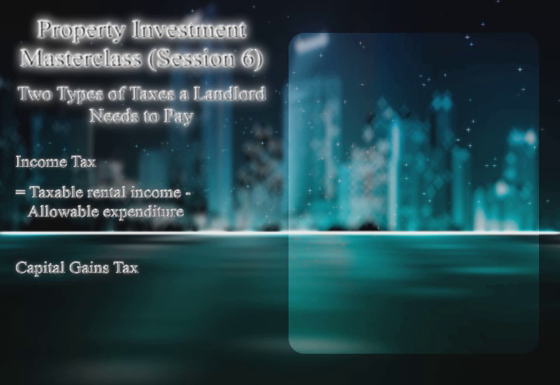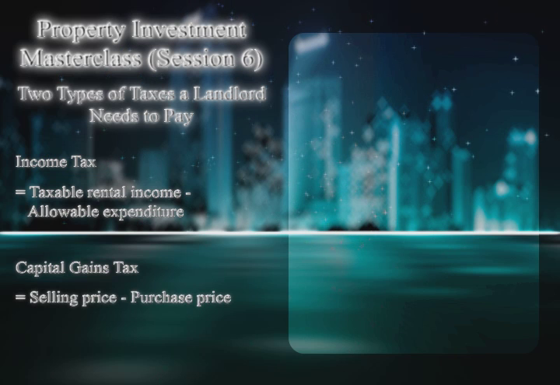Then capital gains tax is the profit you make on buying and selling of the property. Capital gains tax is defined as selling price less purchase price. You'll get into more detail about that, what the selling price is and what costs you can allow against the selling price to lower the amount, and also the costs of purchasing the property that you can allow to offset against the price you've sold the property for.